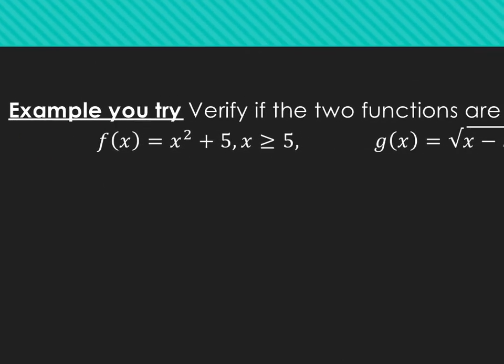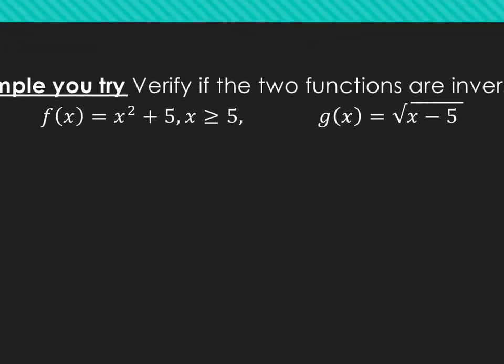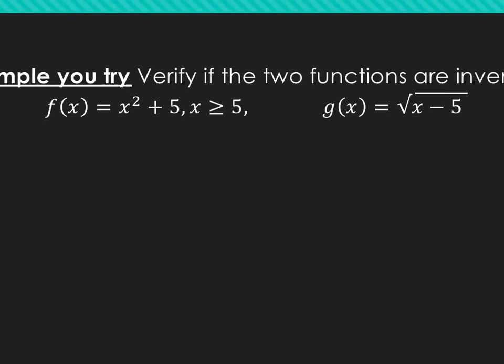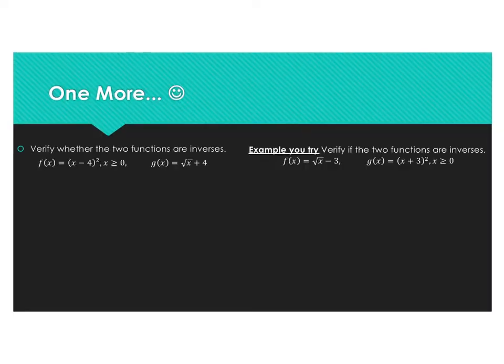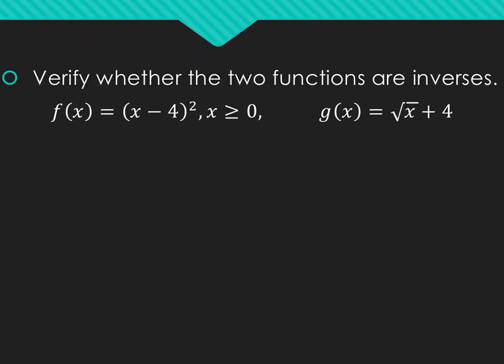Okay, so what I want you to do now is try this example. And like the previous example, notice that f of g of x equals x and g of f of x equals x. So we can say they are inverses. Okay, last type of problem. We're just doing more of the exact same process.